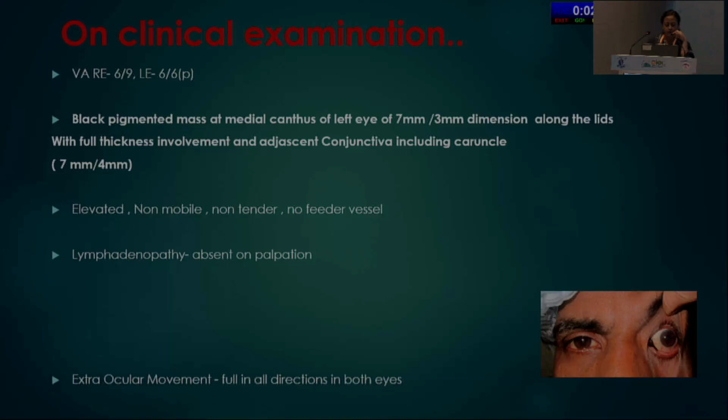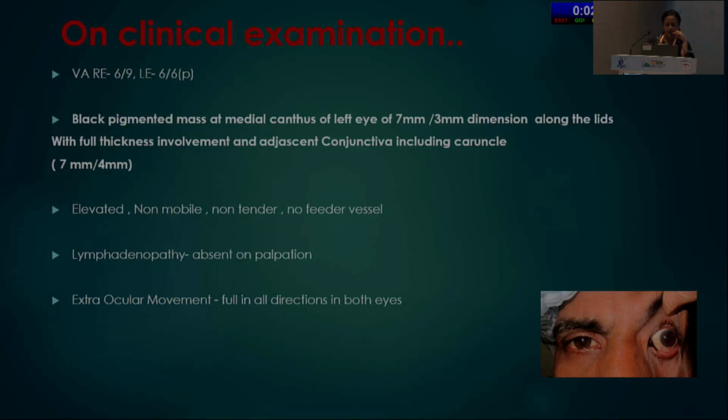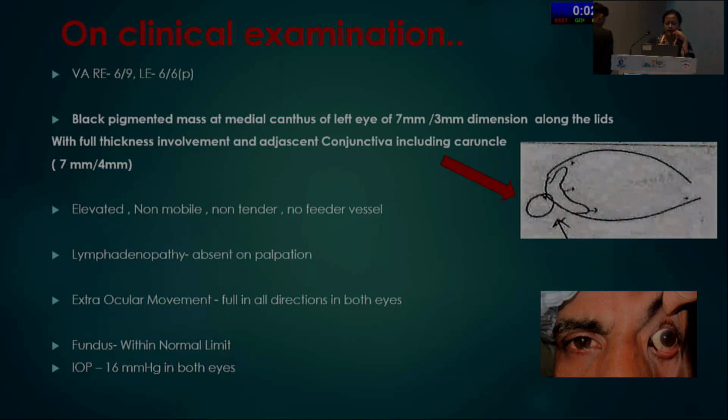There was no lymphadenopathy on palpation. Extraocular movements were full in all directions in both eyes, and the fundus was within normal limits. Intraocular pressures were also normal. This was a diagrammatic representation of the lesion as I saw it, and it was a contiguous lesion, meaning the conjunctival lesion continued to the eyelid, the lid margin lesion.